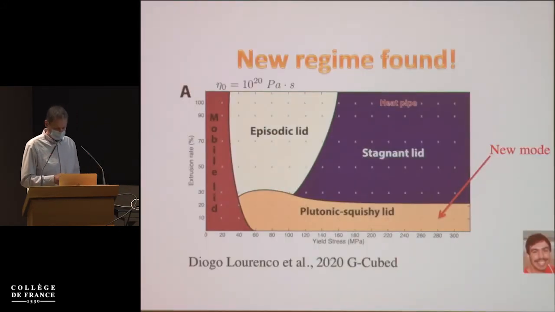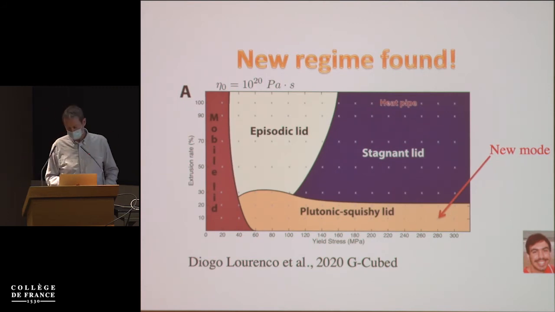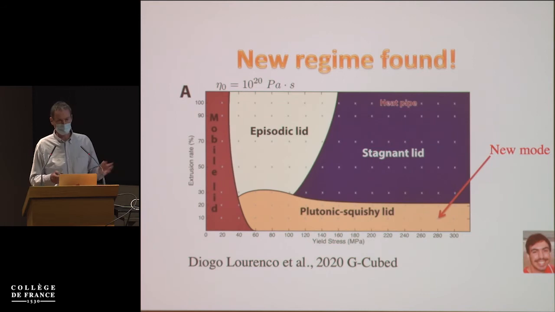And so this turns out to be a new regime. When you plot a regime diagram, this is yield stress versus extrusion rate, you find this regime that I just showed, which we've named plutonic squishy lid, actually doesn't depend on the value of the yield stress. So this can take place even if you don't have any plastic yielding in your model.